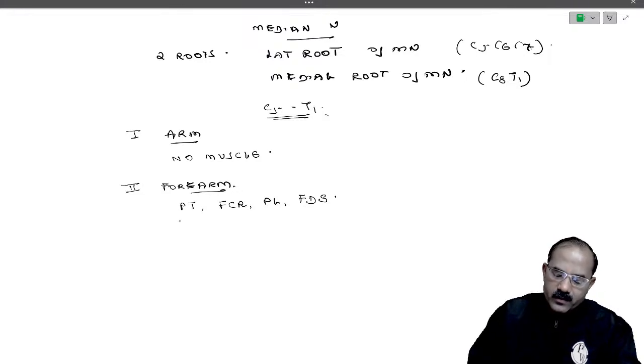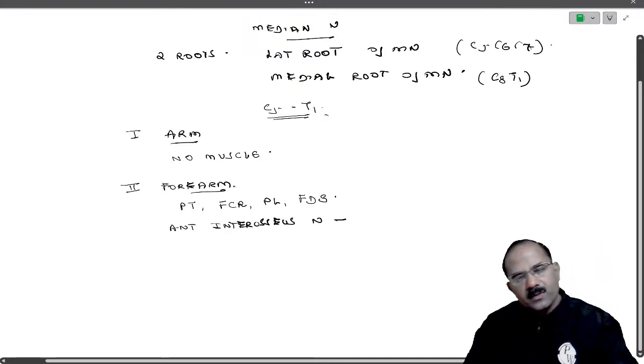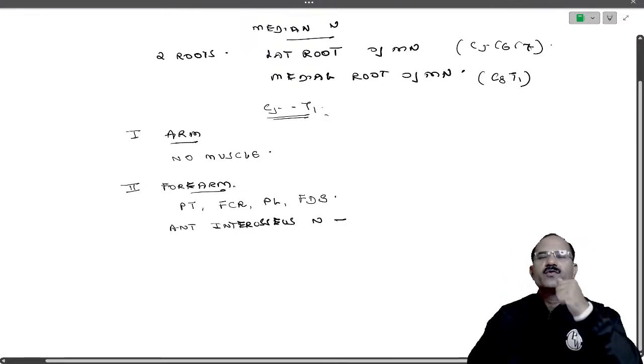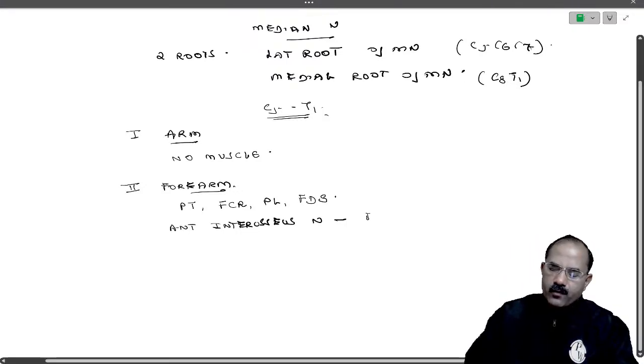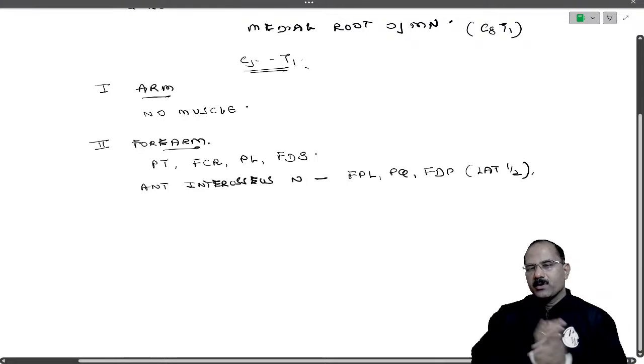The median nerve gives a deep branch. What is the deep branch known as? The anterior interosseous nerve. It's a branch of median nerve. And ये जो anterior interosseous nerve है, what does it supply in the forearm? It supplies the flexor pollicis longus, the pronator quadratus, and the flexor digitorum profundus का lateral half. Lateral half. I'm writing in short, बच्चों. I hope you'll be able to understand this.